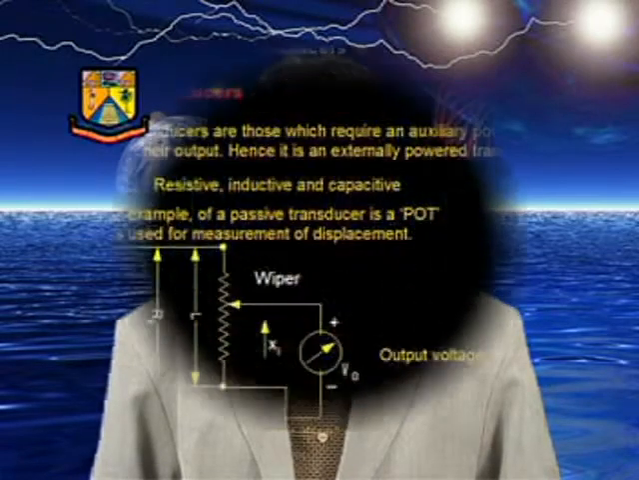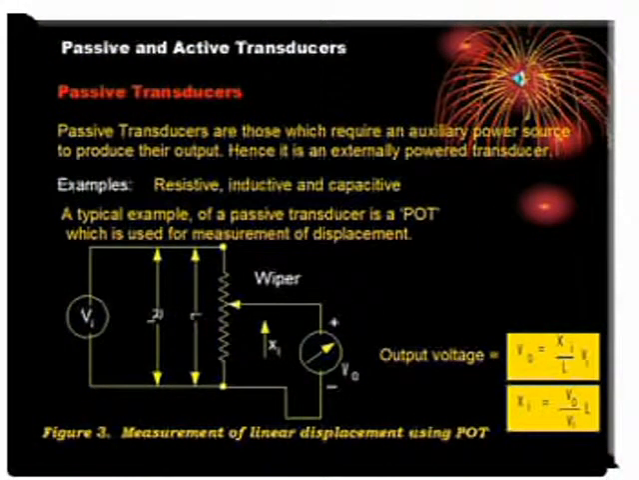Third classification as passive and active transducer. First we will discuss passive transducer. What is passive transducer? Passive transducers are those which require an auxiliary power source to produce their output. Hence it is called externally powered transducer. Examples for passive transducers are resistive transducer, inductive transducer, and capacitive transducers.